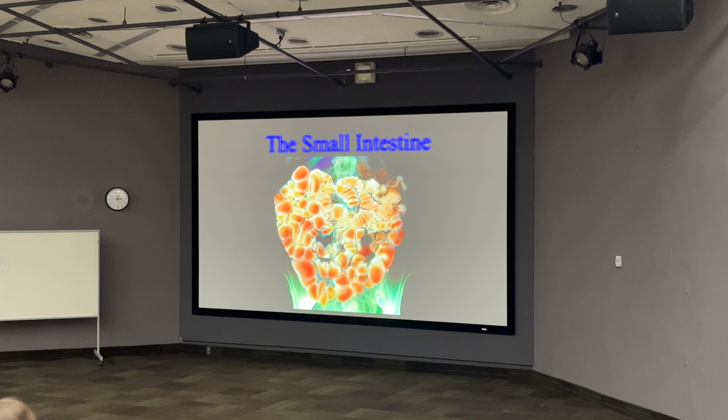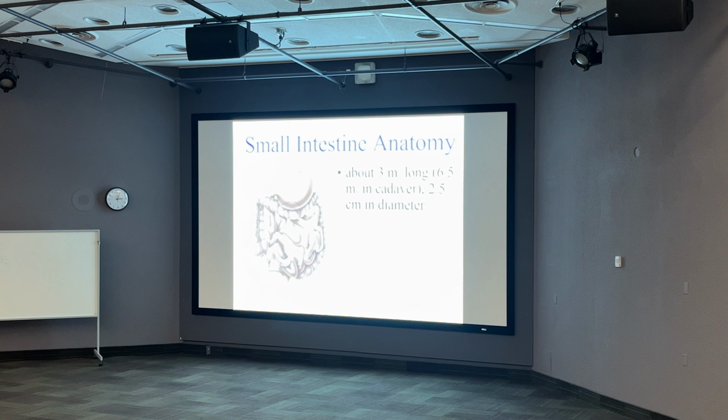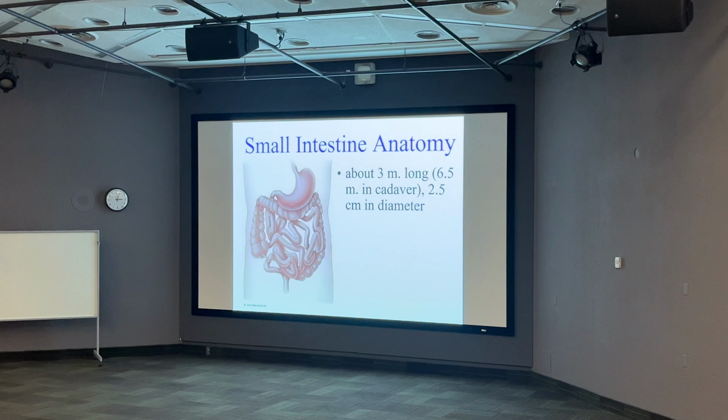But now that the chyme is mixing together with all this pancreatic juice and our secretions from the liver, we're going to start to see the functionality of the small intestine itself come into play. The small intestine is named for its diameter, not its length. It turns out that the small intestine is actually the longer of the two versions of intestine. So it's about 3 meters long in a living person, only about 6.5 meters long in a cadaver.